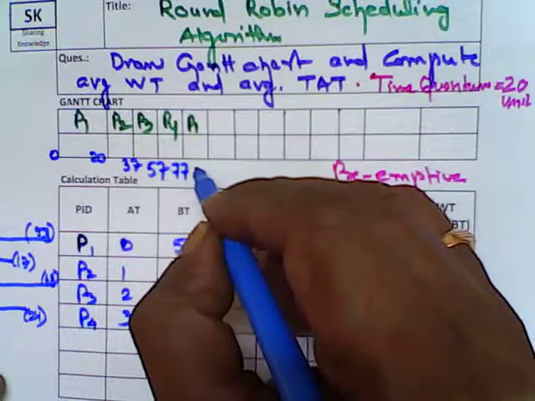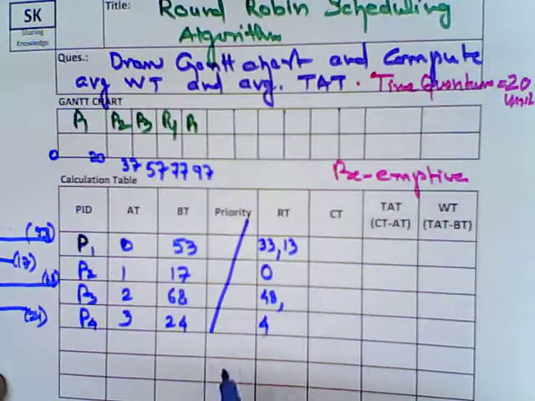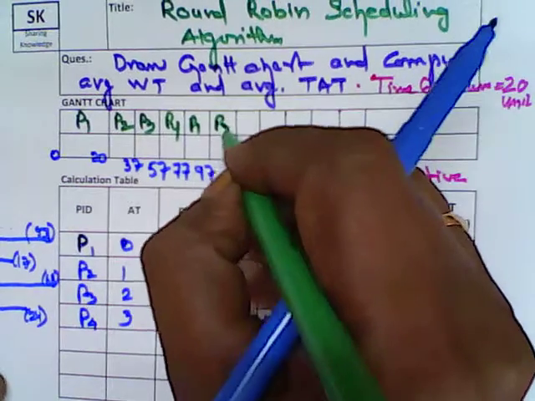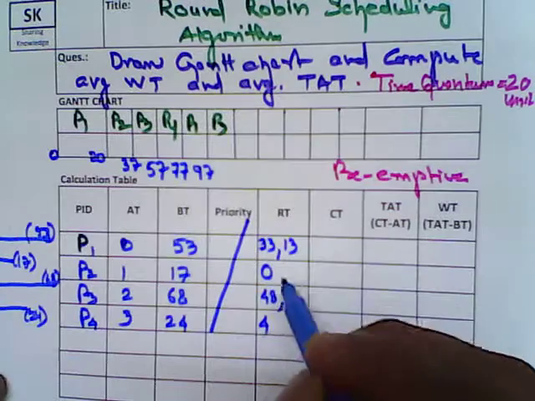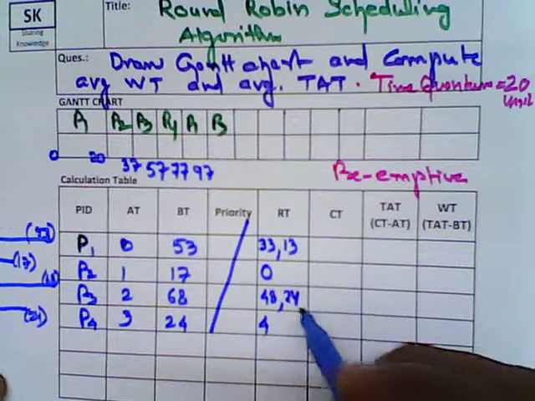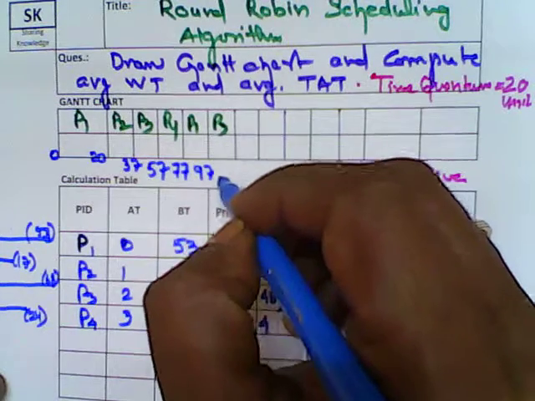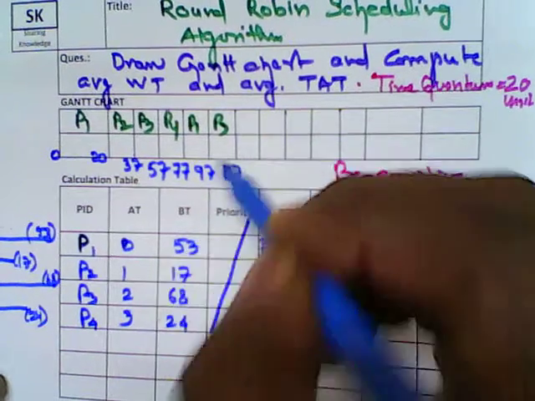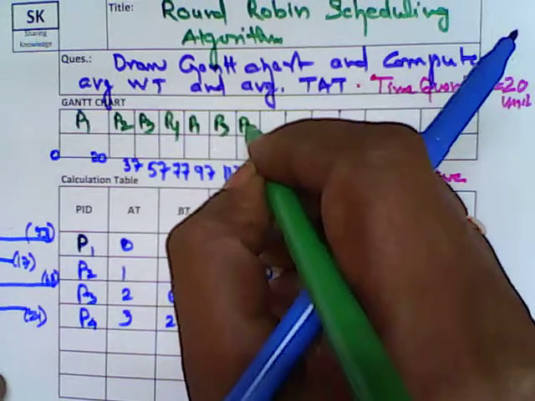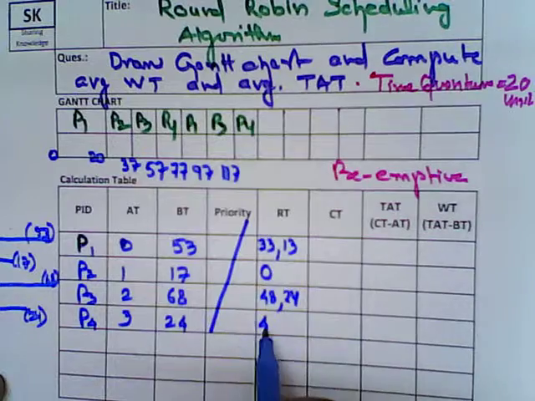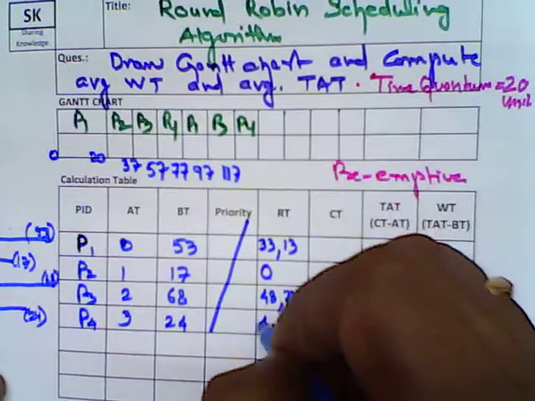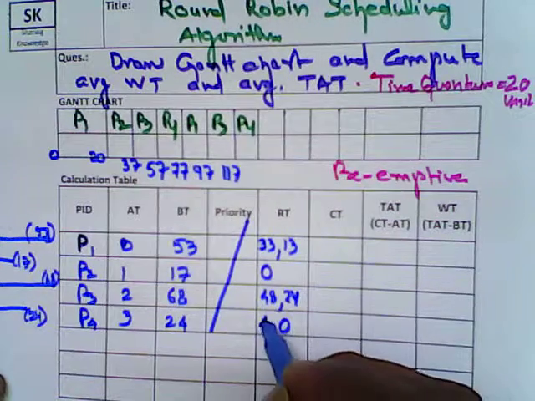After P1, which process will come? It will be P3, because P2 is over. So P3 will come. In P3, how much? It is 24 minus 20, it is 4, and here we add 20, which is 117. After P3 is what? P4 process. So we will write P4. P4 process is only 4, so minus 20 is almost 0. So we will add 4, because we cannot add 20, because its burst time is only 4.